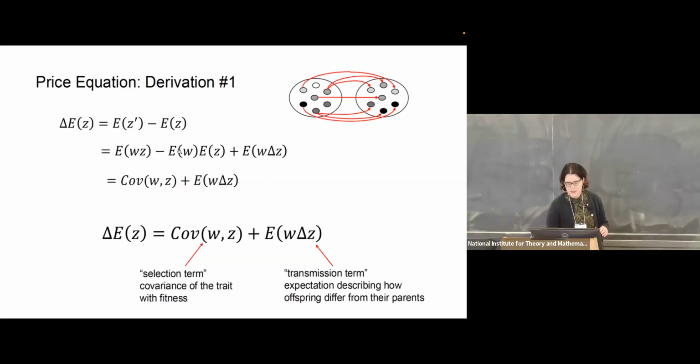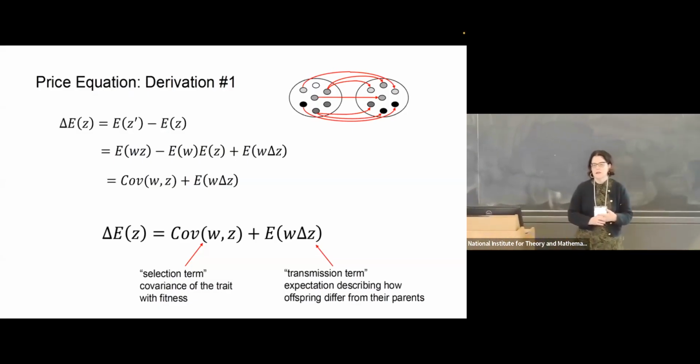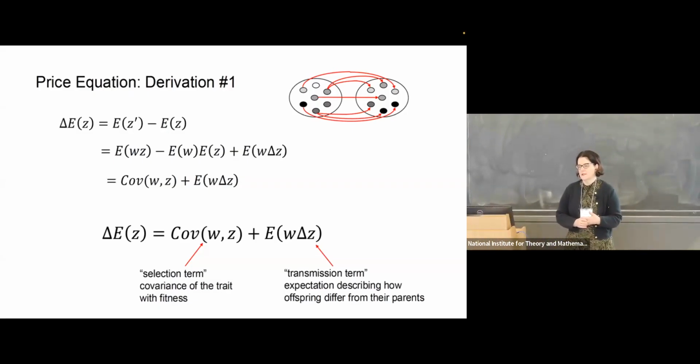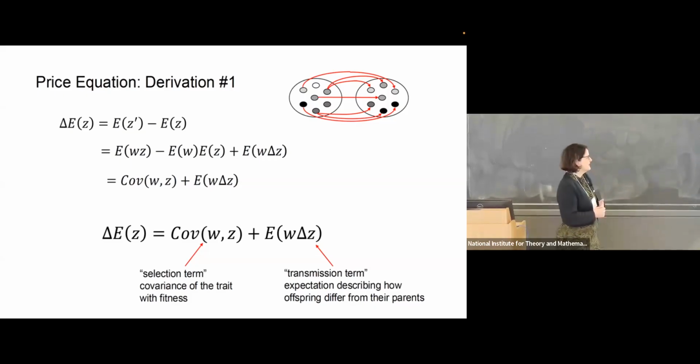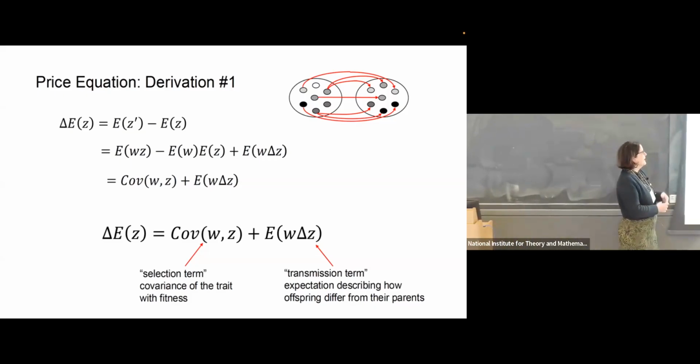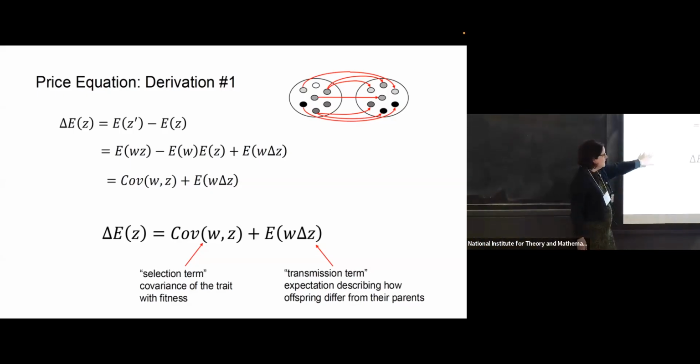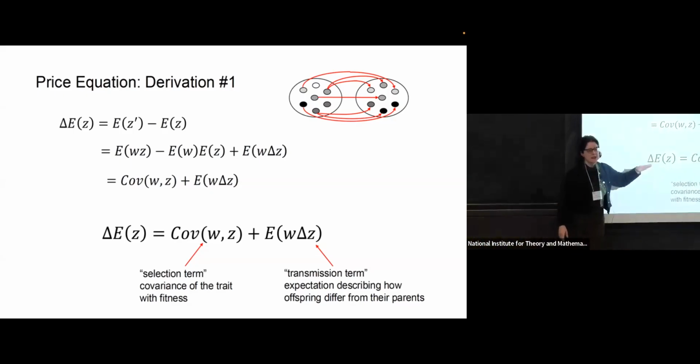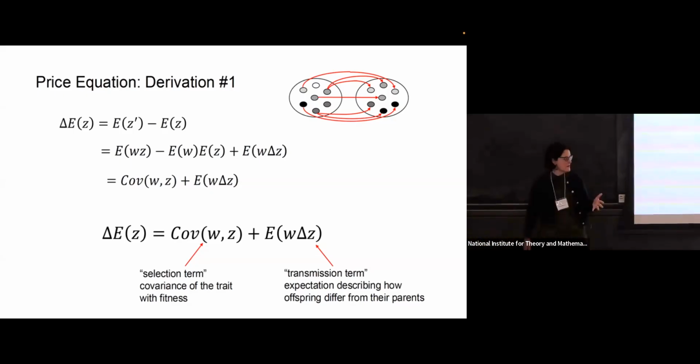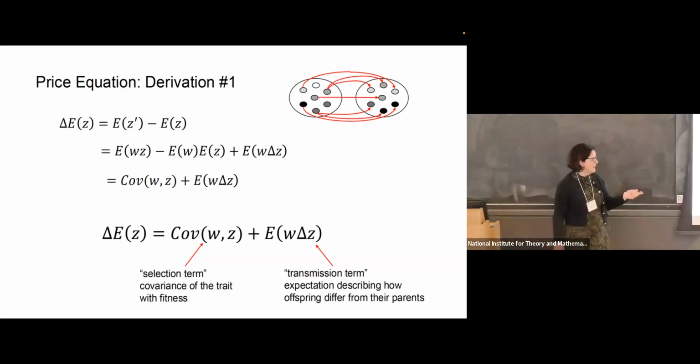And then, of course, now you see that these two terms form the covariance, and this gives this expectation. And this is Price equation derivation number 1. You know when someone numbers their derivations that there's going to be multiple derivations. Okay, so this is derivation number 1, where we have the change in this trait that we're mapping from parent to offspring is made up of two terms, a covariance and this expectation.